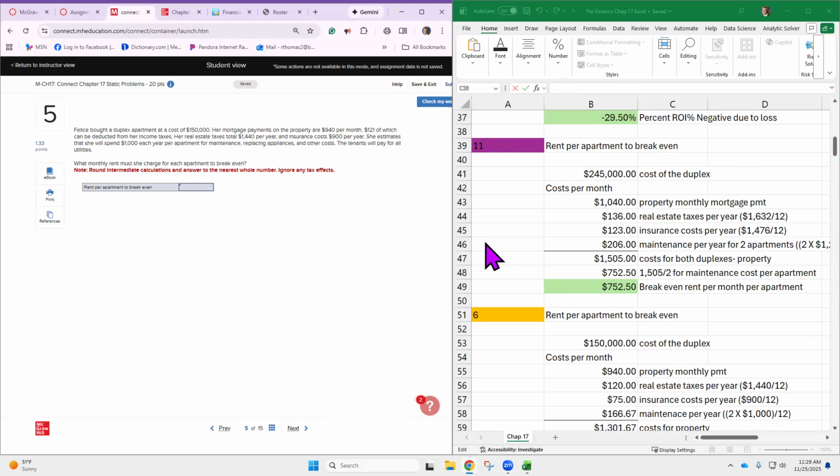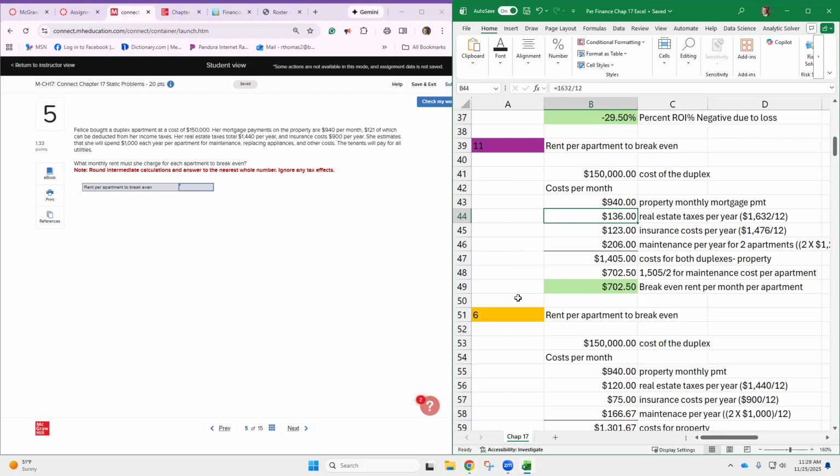So I've got to go in and fix my numbers based on this particular problem. So I would write down the cost of the duplex. Okay, then they're going to give you the property mortgage payment. So when Felice pays for this property she bought, it is $940 a month. Okay, remember that's the mortgage payment for both of them together as one property.